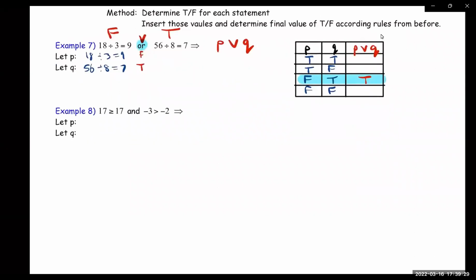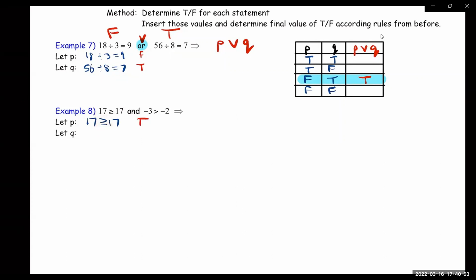All right, let's look at the next one. What do you guys think? So P is 17 greater than or equal to 17. Is that true or false? That's false, because 17 is not greater than 17, it's just equal to it. Yeah, but greater than or equal to means or, so this is true because it only has to be either greater or equal to, and since it's equal to, then it's true.